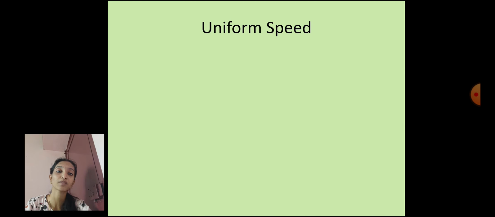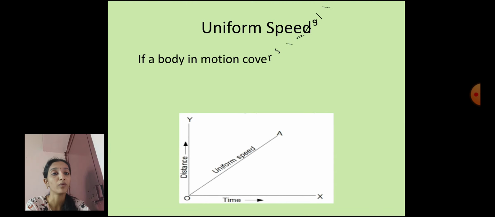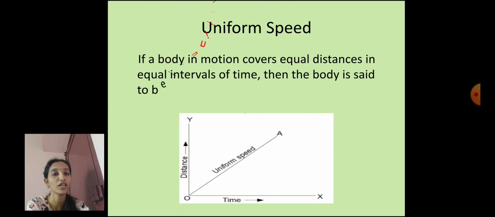Next is the uniform speed. In the graphical representation, the x-axis represents the time and the y-axis represents the distance. Uniform speed is nothing but the same speed. Uniform means same. If a body in motion covers equal distances in equal intervals of time, then the body is said to be in uniform speed.